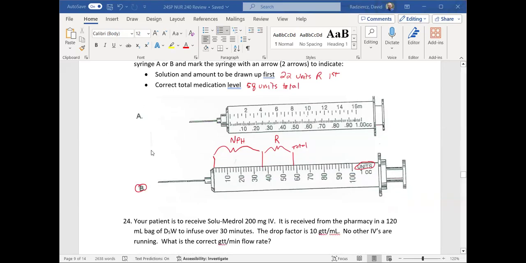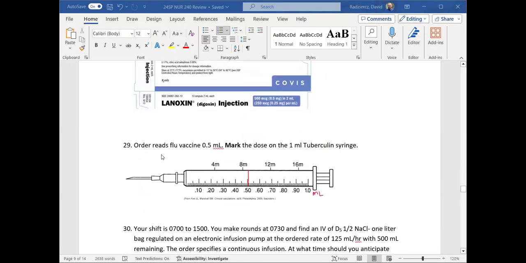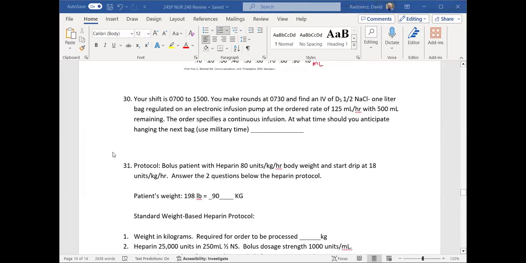Yeah, let's go ahead and look at number 30. Okay, so your shift is from 7 a.m. to 3 p.m. or 0700 to 1500. You make rounds at 7:30 and find an IV of dextrose 5%, half normal saline, 1 liter bag regulated on an electronic infusion pump at the ordered rate of 125 milliliters per hour, 500 milliliters remaining. The order specifies a continuous infusion. At what time should you anticipate hanging the next bag?